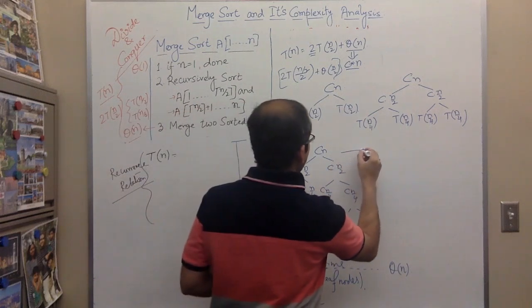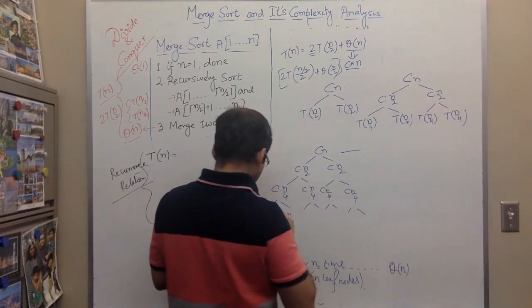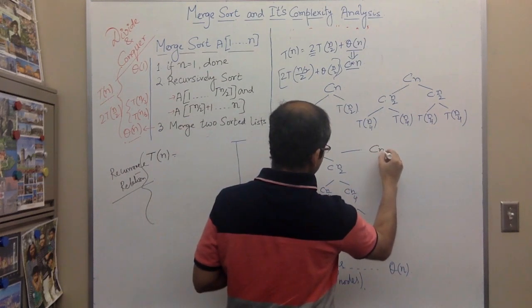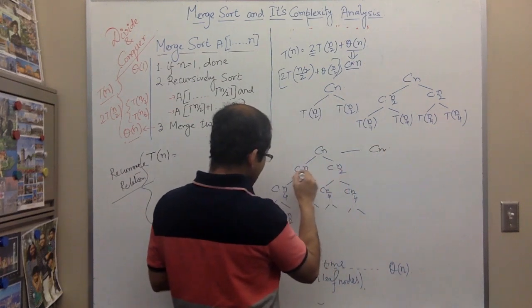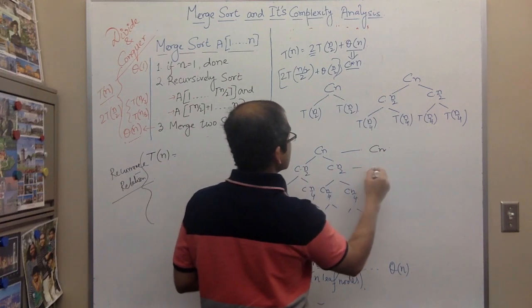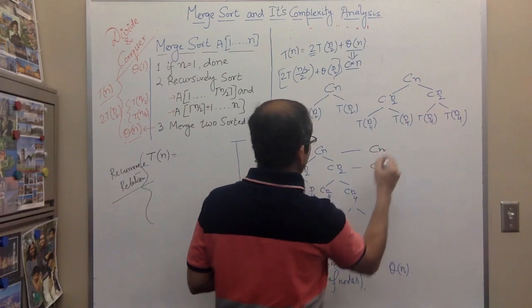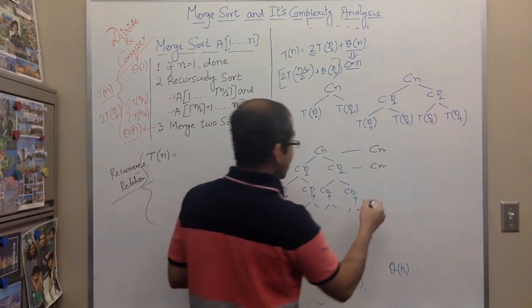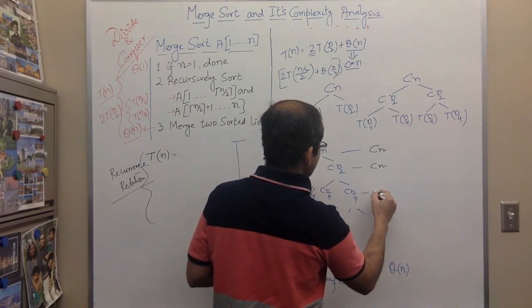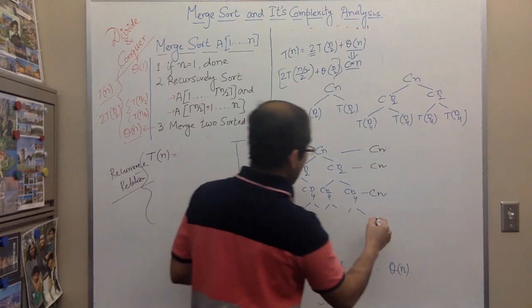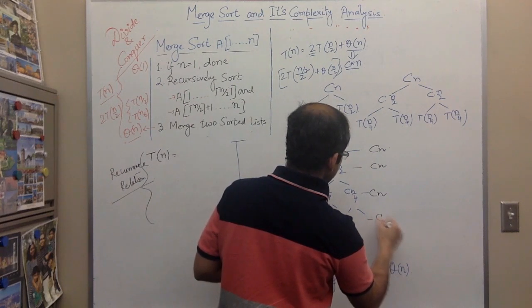Now let's calculate the cost at each level. The cost at the root level is Cn. You can see Cn at this level. Now just adding them up. At this level there are two nodes, Cn by 2, Cn by 2. If you add them up, it becomes Cn. 4 nodes of Cn divided by 4 gives Cn again. At this level there are 8 nodes of Cn by 8, so this is Cn.